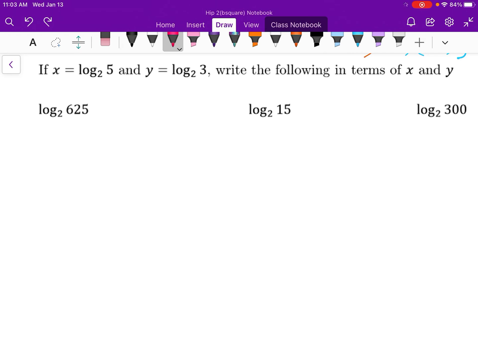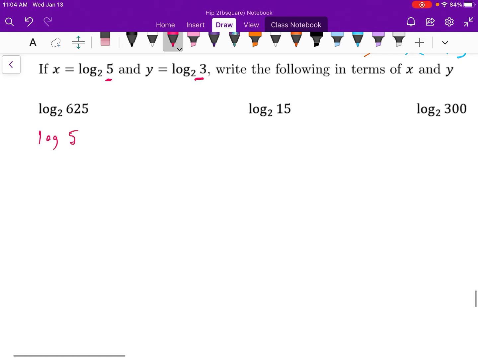If x is equal to log base 2 of 5, and y is equal to log base 2 of 3, we're going to write the following in terms of x and y. Fair enough. So log base 2 of 625. What I can do is try to write 625. What does that have to do with numbers of 2 and 3?